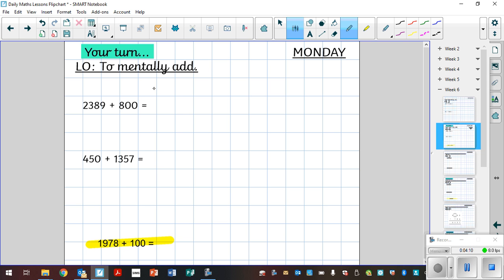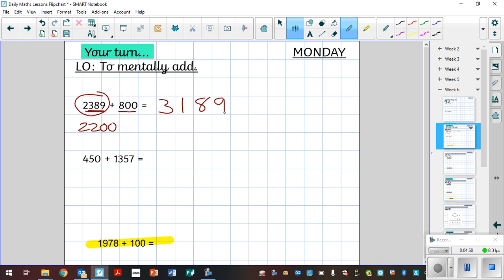Right, well done for having a go, children. So let's have a look at the first one. 2,389 plus 800. If I look at the 2,389 in relation to the 800, I know that if I had 2,200, for example, and I added on 800, that's quite easy to do, isn't it? We know that would be 3,000. Well, if I added 800 to 2,200, how much am I left with here? I can see that it would be 189. So my answer would be 3,189.